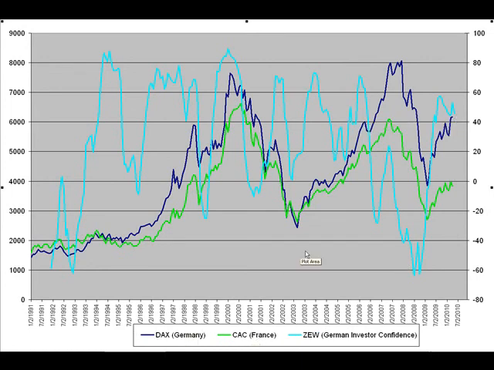So, to sum up, we're seeing a decline in the ZEW to 45.8 from the previous month of 53. We would expect, if this trend continues to the downside, European equity markets and the euro against many other currencies to decline as well.